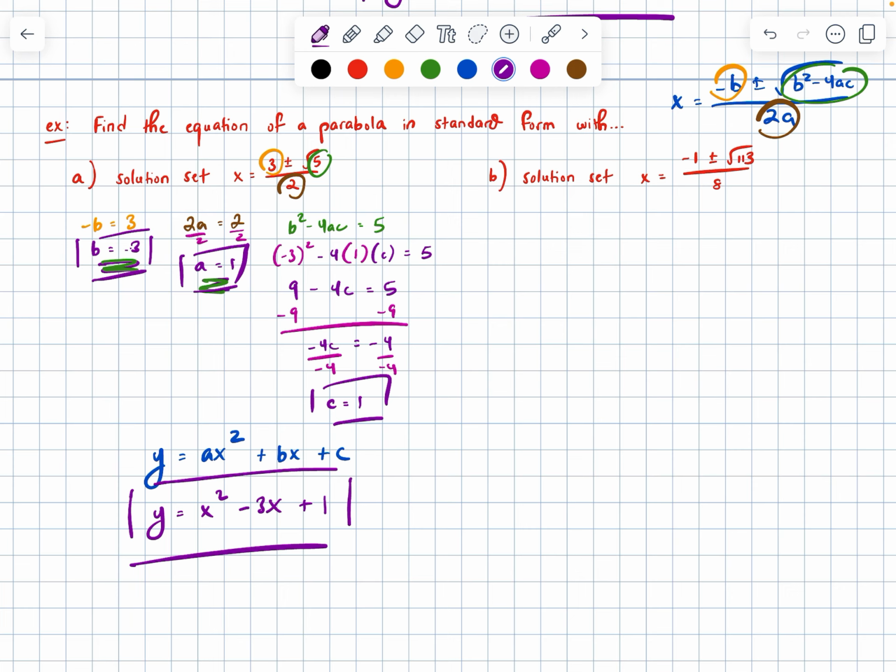X equals negative 1 plus or minus the square root of 113 all over 8. Go!